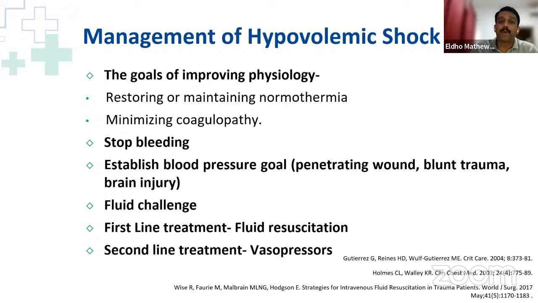Coming to the management of hypovolemic shock, the goals of improving physiology: we have to maintain normothermia and minimize coagulopathy, and the next step will be stopping the bleeding. So we can do interventions to stop the bleeding, and we should have a blood pressure goal for penetrating wound, blunt trauma, and brain injury. We can do a fluid challenge; the first line treatment will be fluid resuscitation, and the second line will be vasopressors.